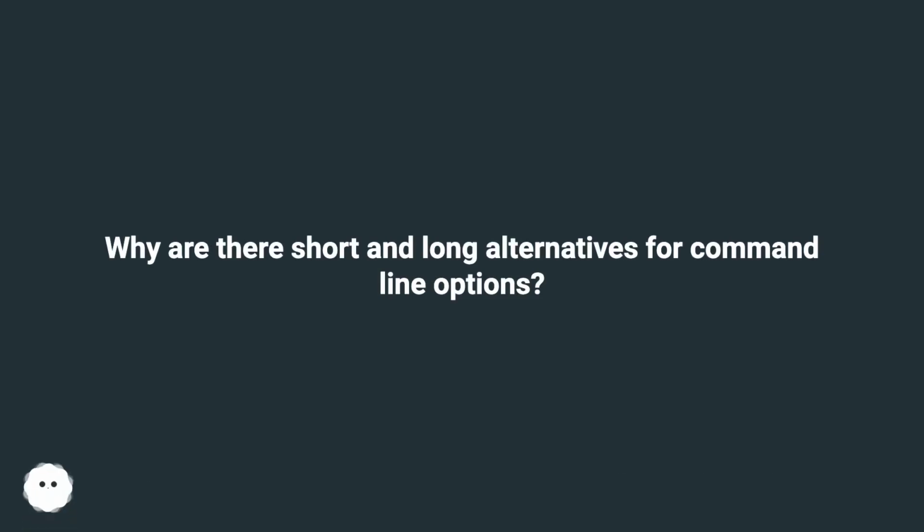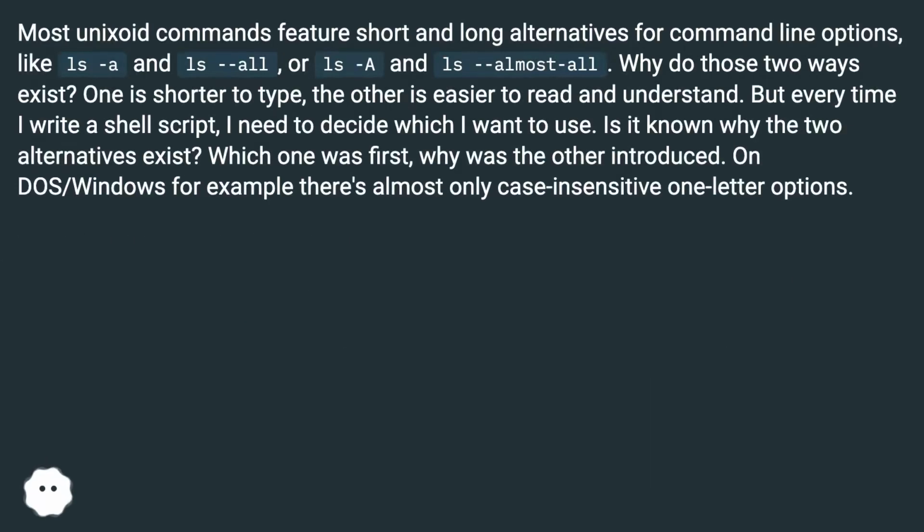Why are there short and long alternatives for command line options? Most Unixoid commands feature short and long alternatives for command line options, like ls -a and ls --all, or ls -A and ls --almost-all. Why do those two ways exist?